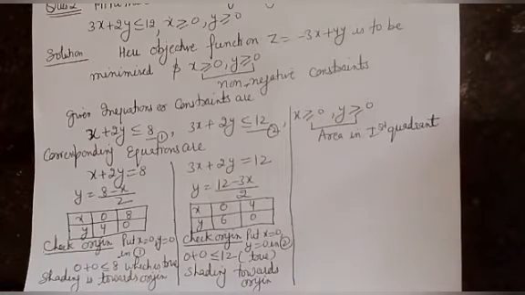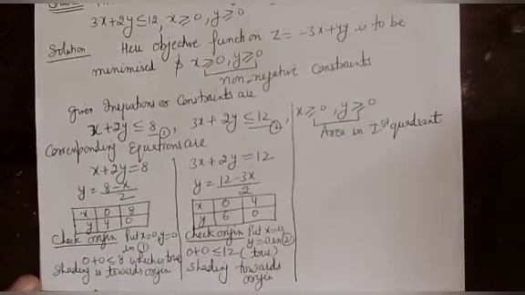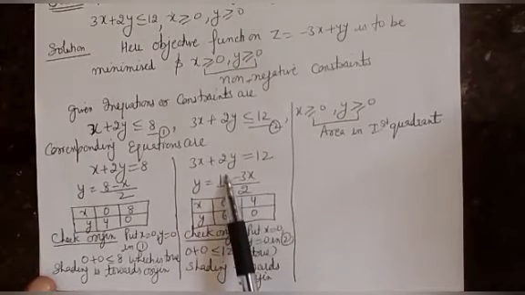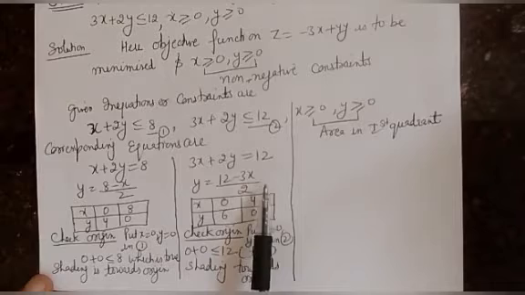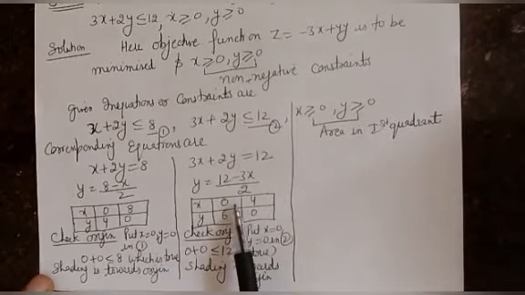Is it true? Yes, it is true. So that means shading will be towards the origin. In the second inequation, 3x plus 2y is equal to 12, y is equal to (12 minus 3x) divided by 2. Okay, so the table, just two values.